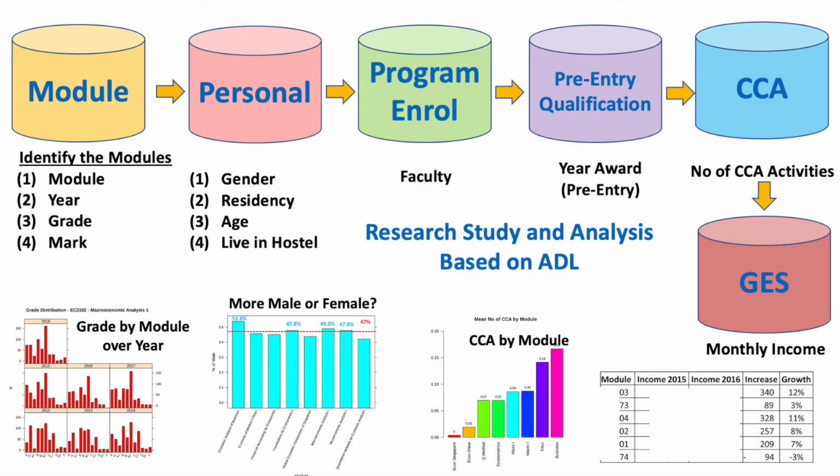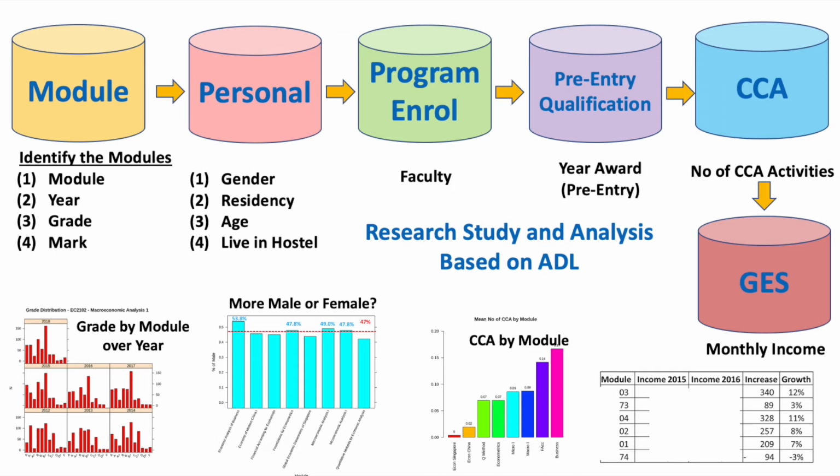So with the modules as the base, we can link to their personal file to get further information on their demographics, like gender, residency, their age, whether they live in the hostel. And you can further link to program and endowment to get which faculty they came from, and could probably link to pre-entry qualifications files to get pre-entry information, or let's say the year they graduated from, let's say, JC or some other college, when they have graduated. So we will know whether they have stopped working for a while before they joined NUS, or were just fresh from A-level, strictly joining NUS. We can even join the CCA to get the information about how many CCA activities they have participated in, and can link to GES about their income, which we produce tables here.